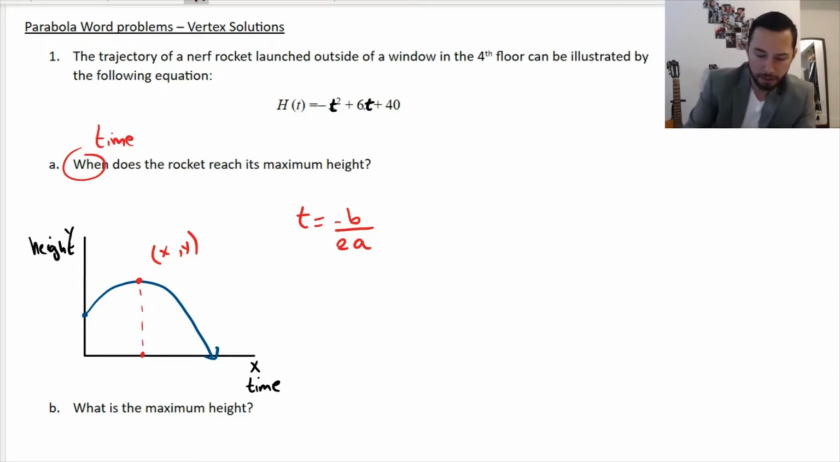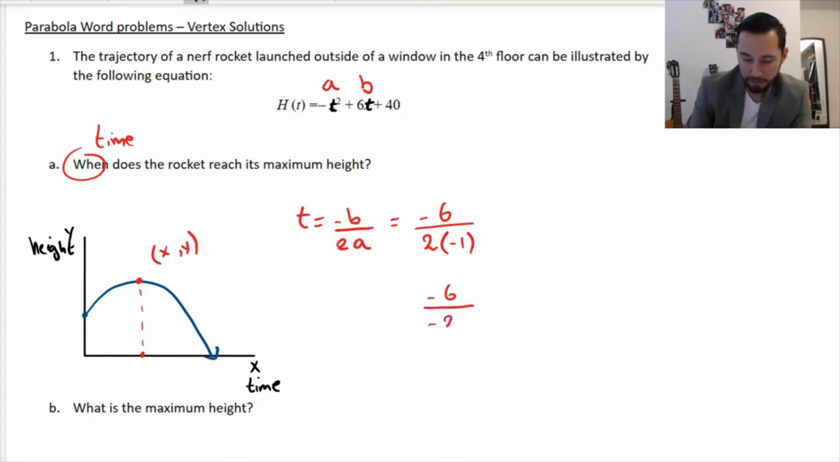Well, in this case, we have b as positive 6 and a as negative 1, right? So a is negative 1, b is positive 6. So I want the opposite of b, that will be negative 6, divided by 2 times the value of a, which is negative 1. And that will be negative 6 divided by negative 2, which is equal to positive 3. So my time is equal to 3.